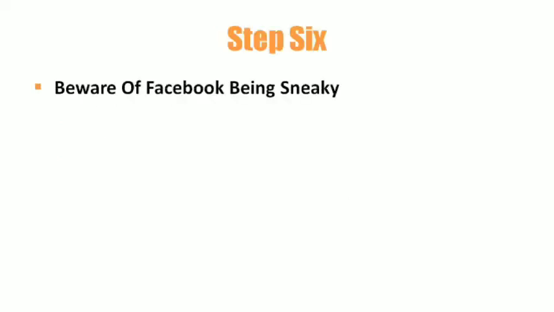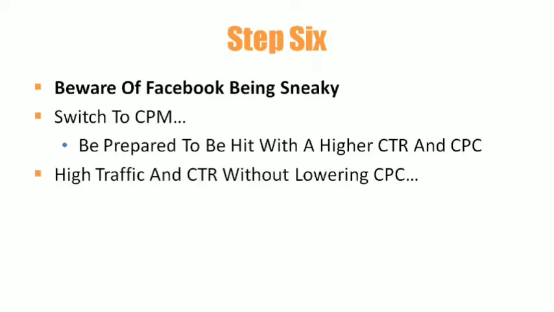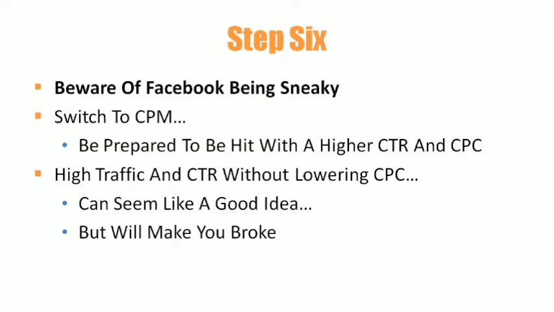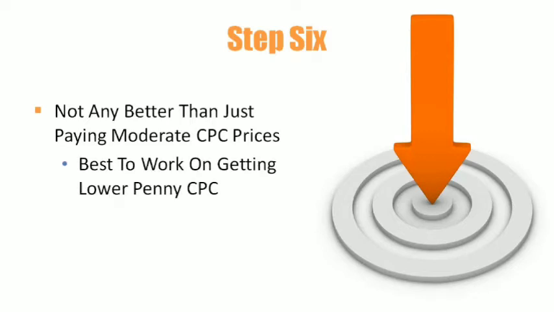Step 6. Beware of Facebook being sneaky. Facebook can be sneaky. If you switch to CPM, then be prepared to be hit with a higher CTR and CPC. Facebook notices that they can keep giving you high traffic and CTR without lowering your CPC. This method is sneaky, and it can seem like a good idea at first, but it will make you broke. It's not any better than just paying moderate CPC prices in the first place. It's best to work on getting lower penny CPC.